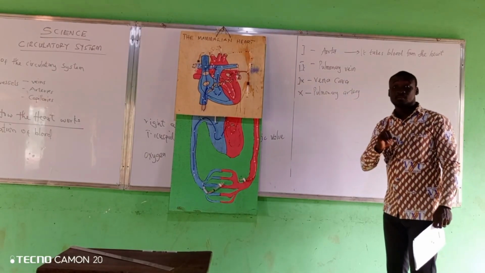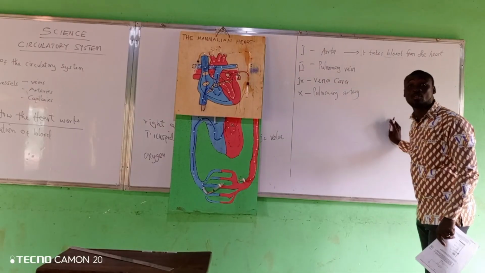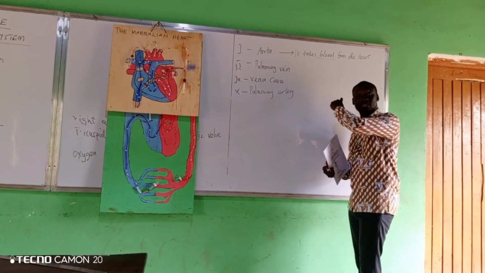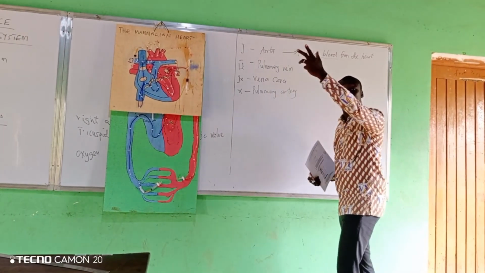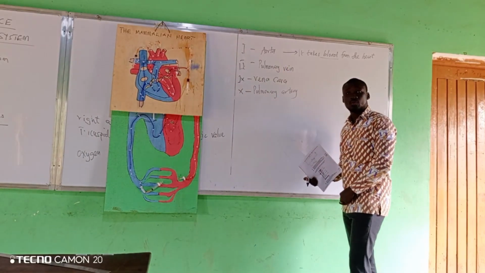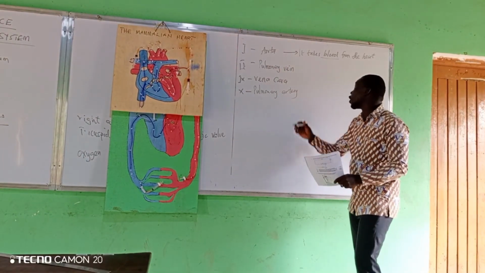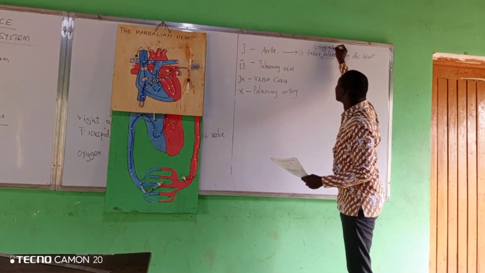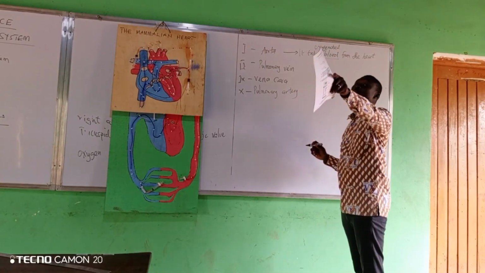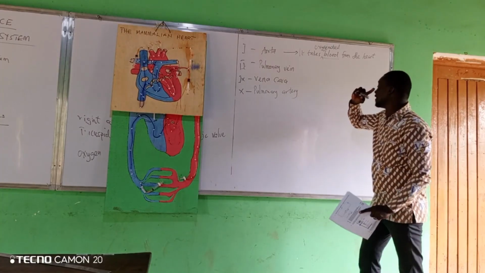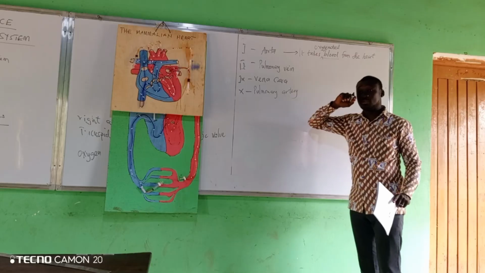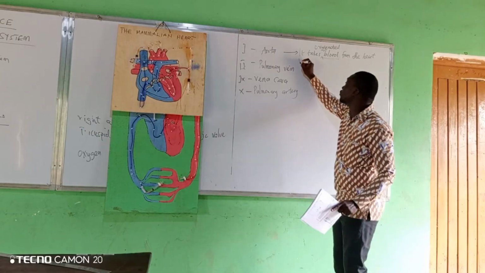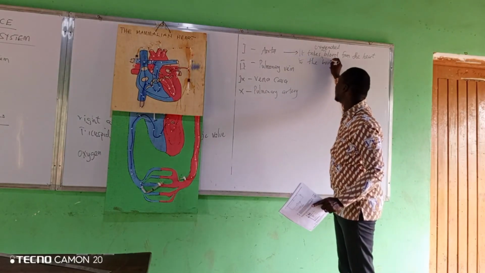Yes, we can see the category. What type of blood? What about the other part of the body? Oxygenated. So it takes oxygenated blood from the heart to the body.